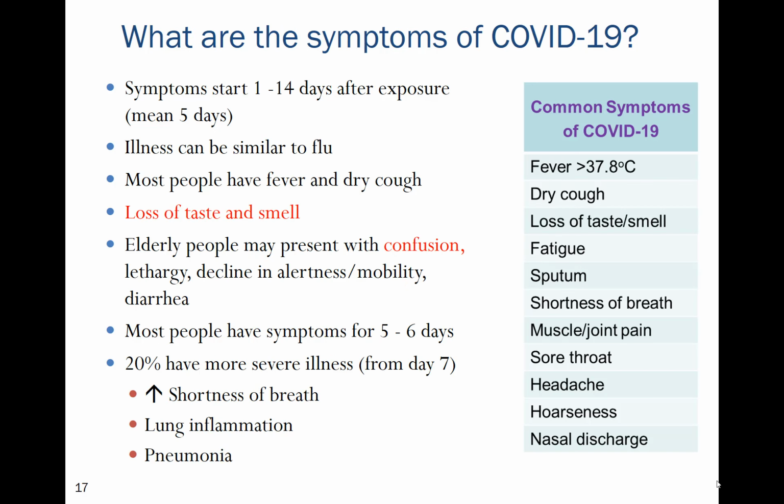What are the symptoms of COVID-19? So how do you know when you have the disease? As we said, 20 to 40% of people are asymptomatic. They have no symptoms. However, 80% will have symptoms. Symptoms start between 1 and 14 days after exposure.